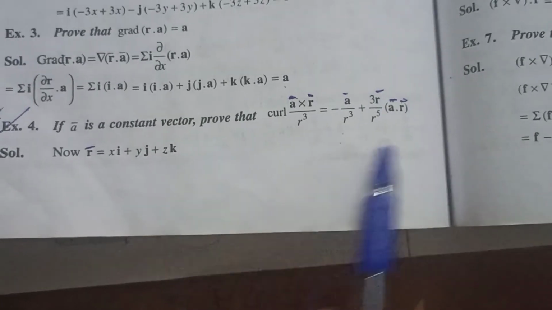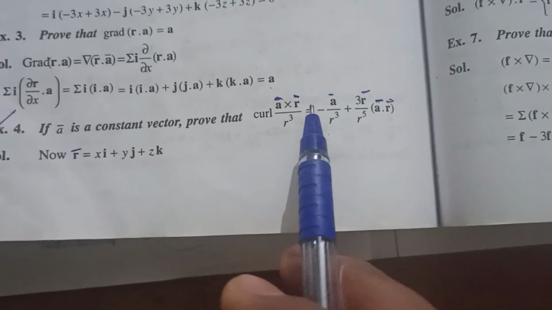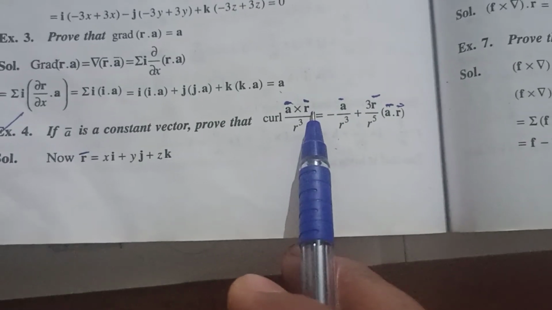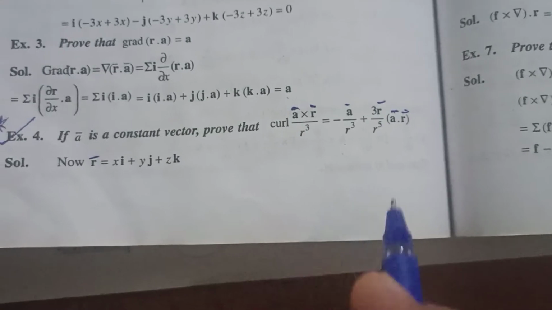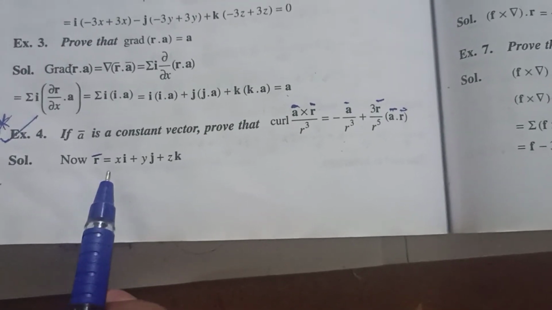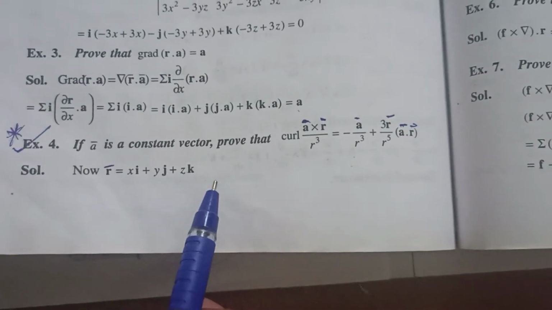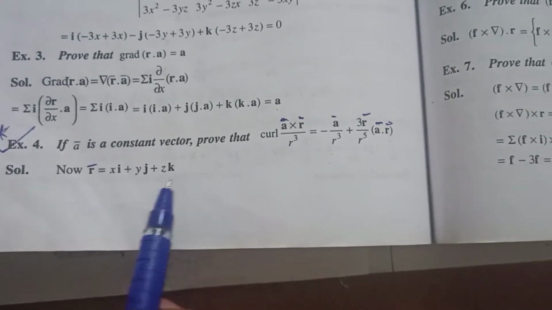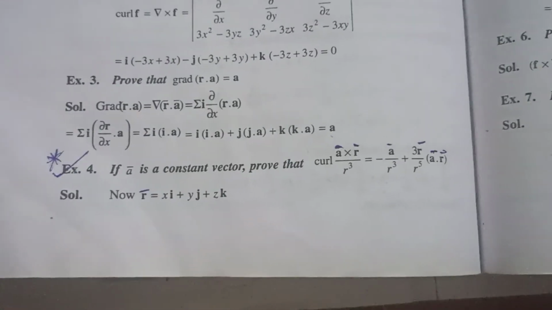That is this one. In this theorem, if you know the difference between r bar and r, you can easily understand this theorem. See, r bar is xi plus yj plus zk. r means the modulus of r bar. I will show you here.